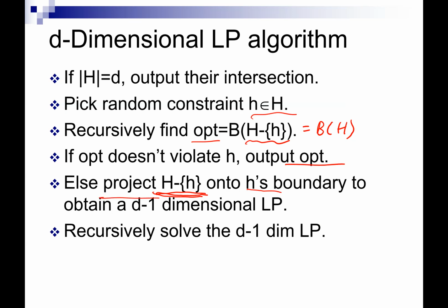What we know is that if the optimum does violate h, then the optimum solution actually has to lie on the boundary of h. Furthermore, that optimum is also subject to all of these conditions. So if we take the boundary of h and add on top of that all of these additional restrictions, using these projections to add the constraints, and then solve that d minus 1 dimensional LP, that's going to give us the optimum solution for the original LP, B of H.